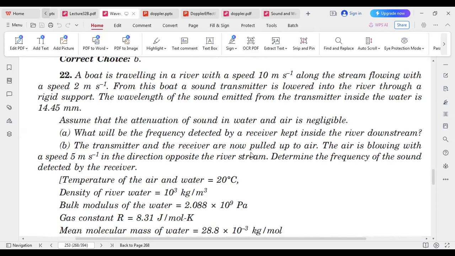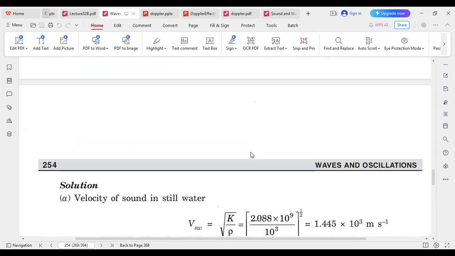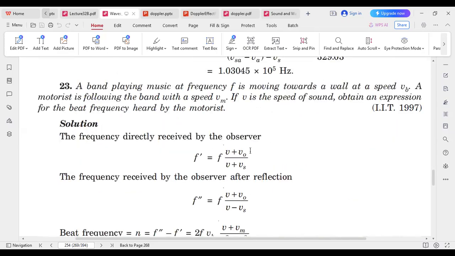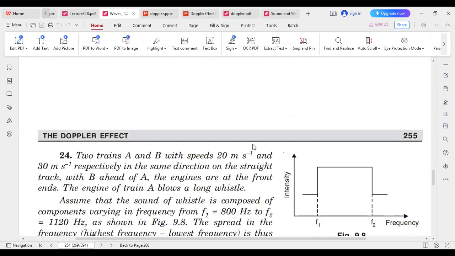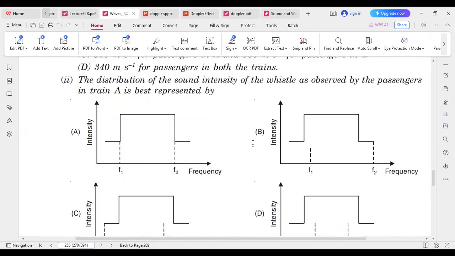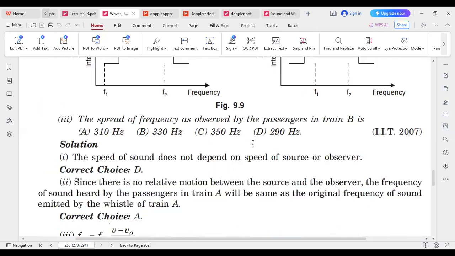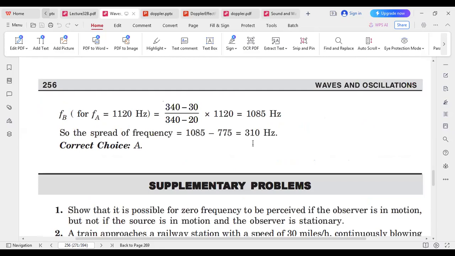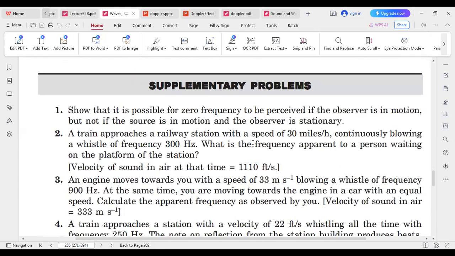This is left for you. This is another example of the Doppler effect. This is a supplementary problem for you.